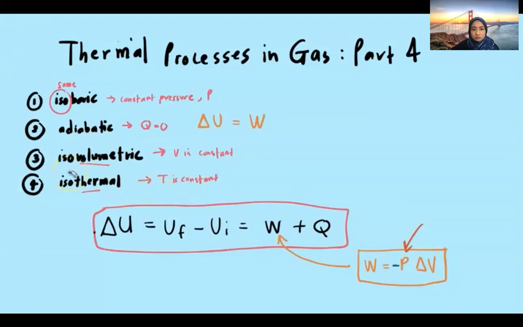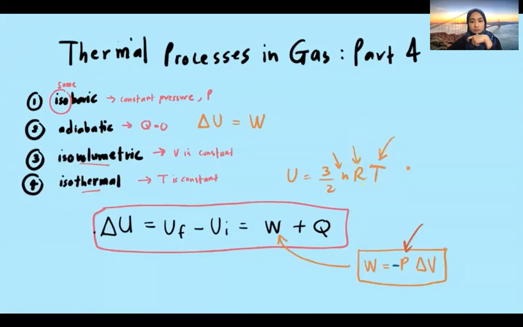Now, where is the T located? I don't see it in this equation. Do you see it? Okay, so T for this equation comes from the internal energy. Remember, U equals 3 over 2 nRT. So if T does not change, it means that your internal energy cannot change, because internal energy is equal to 3 over 2 nRT. R is a constant and n is the number of moles. The only thing that you can change here is T.